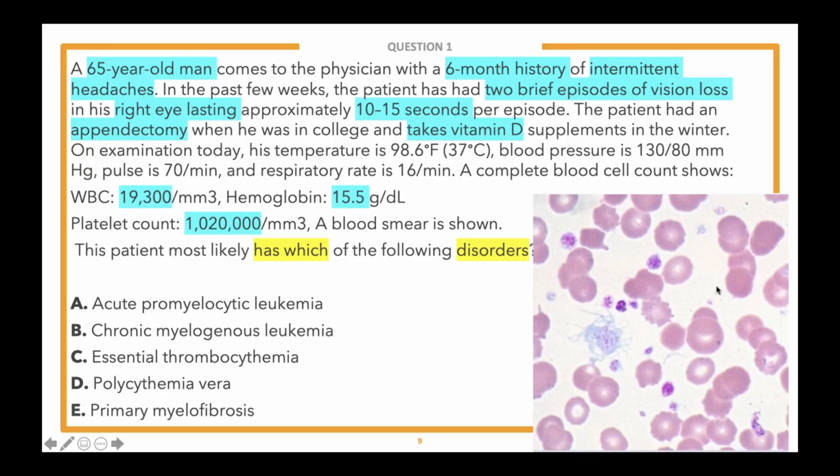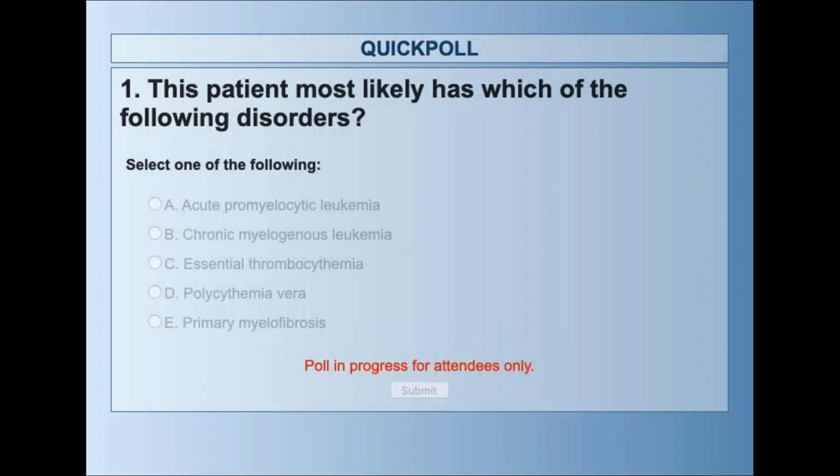E, primary myelofibrosis. D, polycythemia vera. C, essential thrombocythemia. B, chronic myelogenous leukemia. And A, acute promyelocytic leukemia. So we're going to go ahead and open up that poll. Go ahead and select the answer choice you think is the one that this patient most likely has, and we will talk about it in just a few seconds.